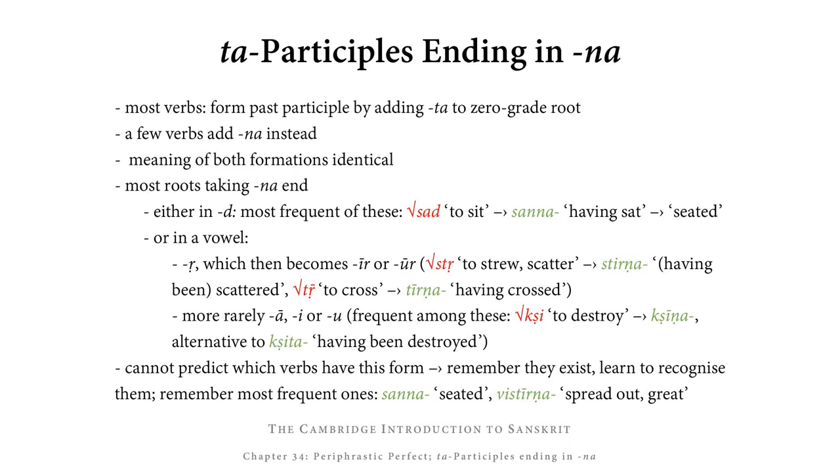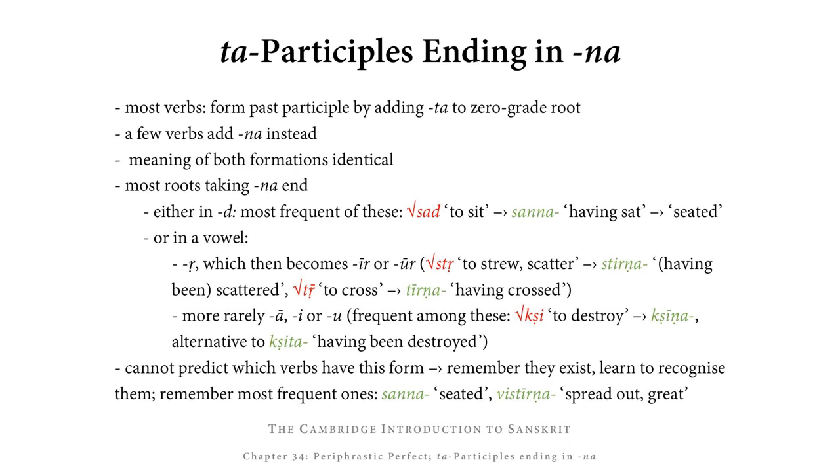And finally, something entirely unrelated, and also perhaps slightly paradoxical sounding, namely ta participles ending in na. Now, most Sanskrit verbs form their past participle by adding ta to the verbal root in zero grade. For example, from kr, to do, we get krta, having been done. From bhu, to be, we get bhuta, having been, and so on. A few Sanskrit verbs, however, add na instead of ta to form this participle. And the meaning of both of these formations is entirely identical. The difference is just in the form.